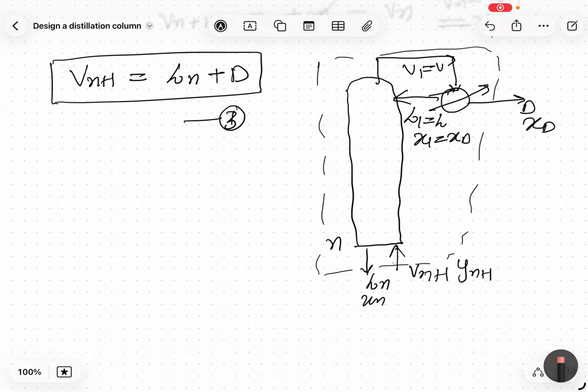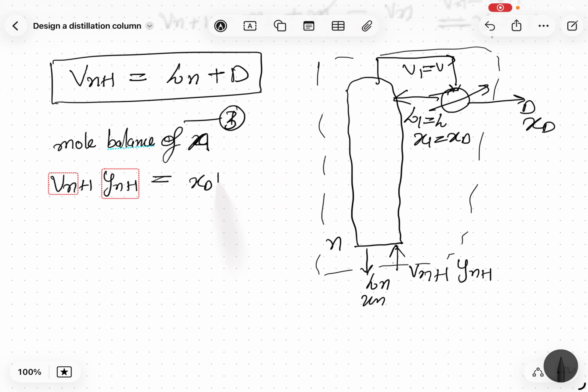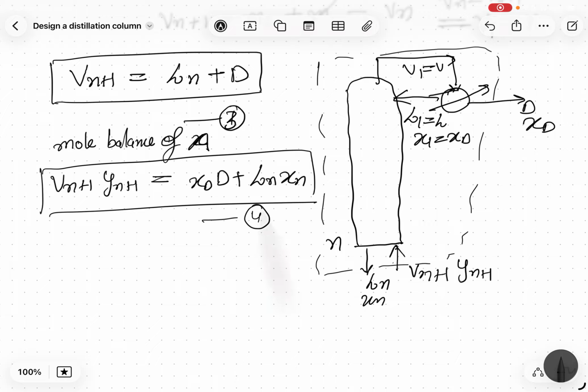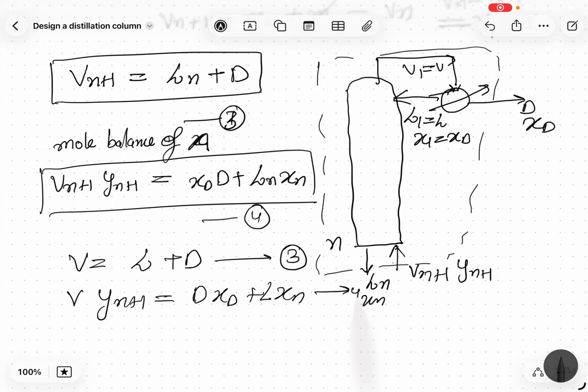And another is the mole balance of component A. Vn plus 1 times yn plus 1 is the moles of A entering this whole system that we are considering, and xd D plus Ln xn is the amount of moles of A that is going out. So this should hold true. This is the fourth. Now by assumption, V equals L plus D, so V into yn plus 1, this becomes the third, and this is D xd plus L xn. This becomes the fourth. Now substituting 3 in the fourth, L plus D times yn plus 1 equals D xd plus L xn.